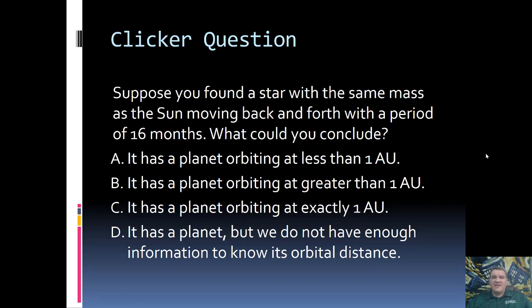Kepler's third law states the farther away the planet is from the star, the slower it orbits, or the longer its orbit is going to take. So this planet has an orbital period of 16 months, which is greater than 12 months. Therefore, it must have a larger orbit. So the answer is B, it has a planet orbiting at greater than 1 AU.